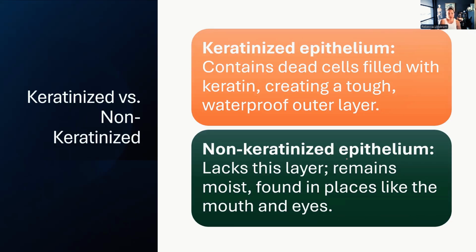Now, it's important that when we talk about the epithelial layer or the epidermis, there is keratinized and non-keratinized. Keratinized is where the keratin is filled inside of those dead cells. And that's what's going to give us that waterproof, protective, tough layer. Some of the top layer of skin does not have keratin, which means that it's non-keratinized. This is going to be found in places like our mouth, our eyes.